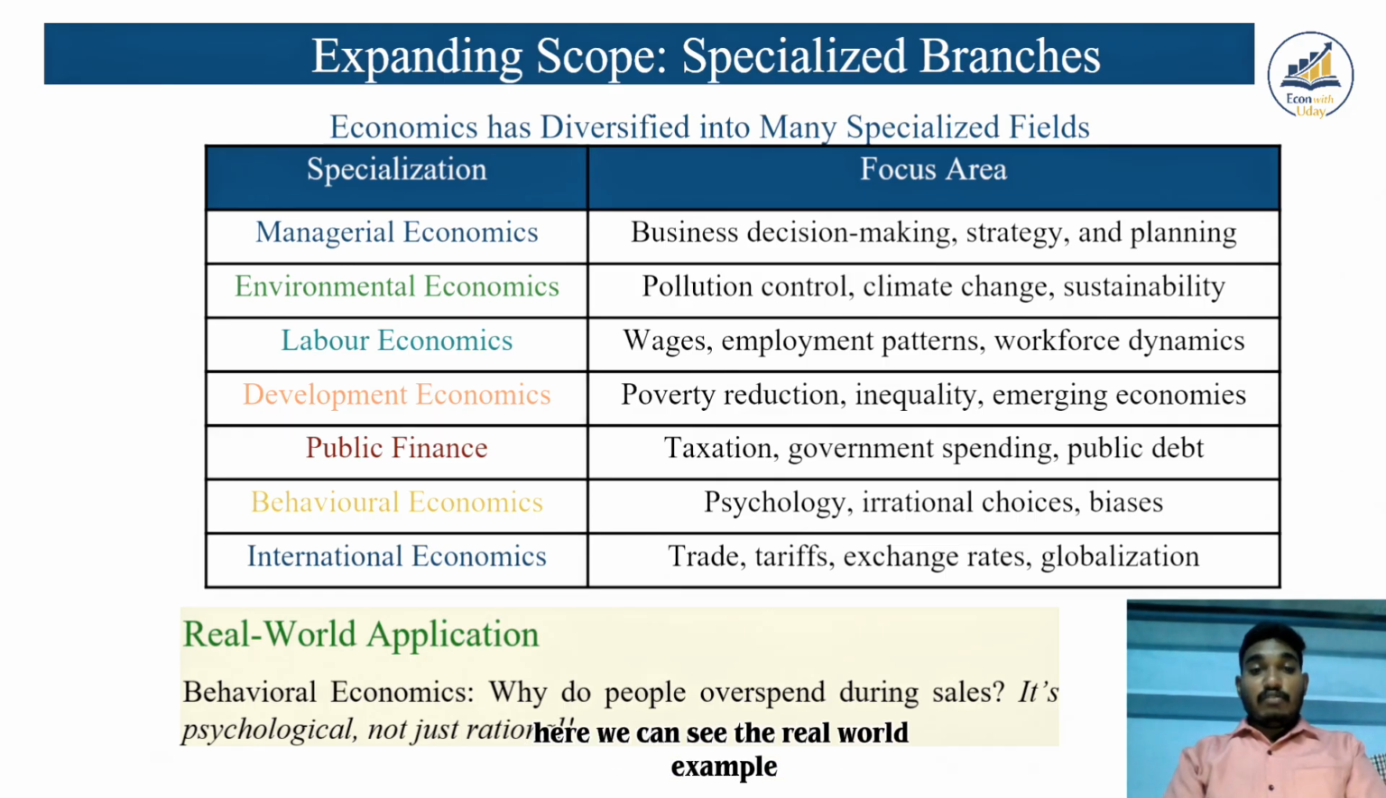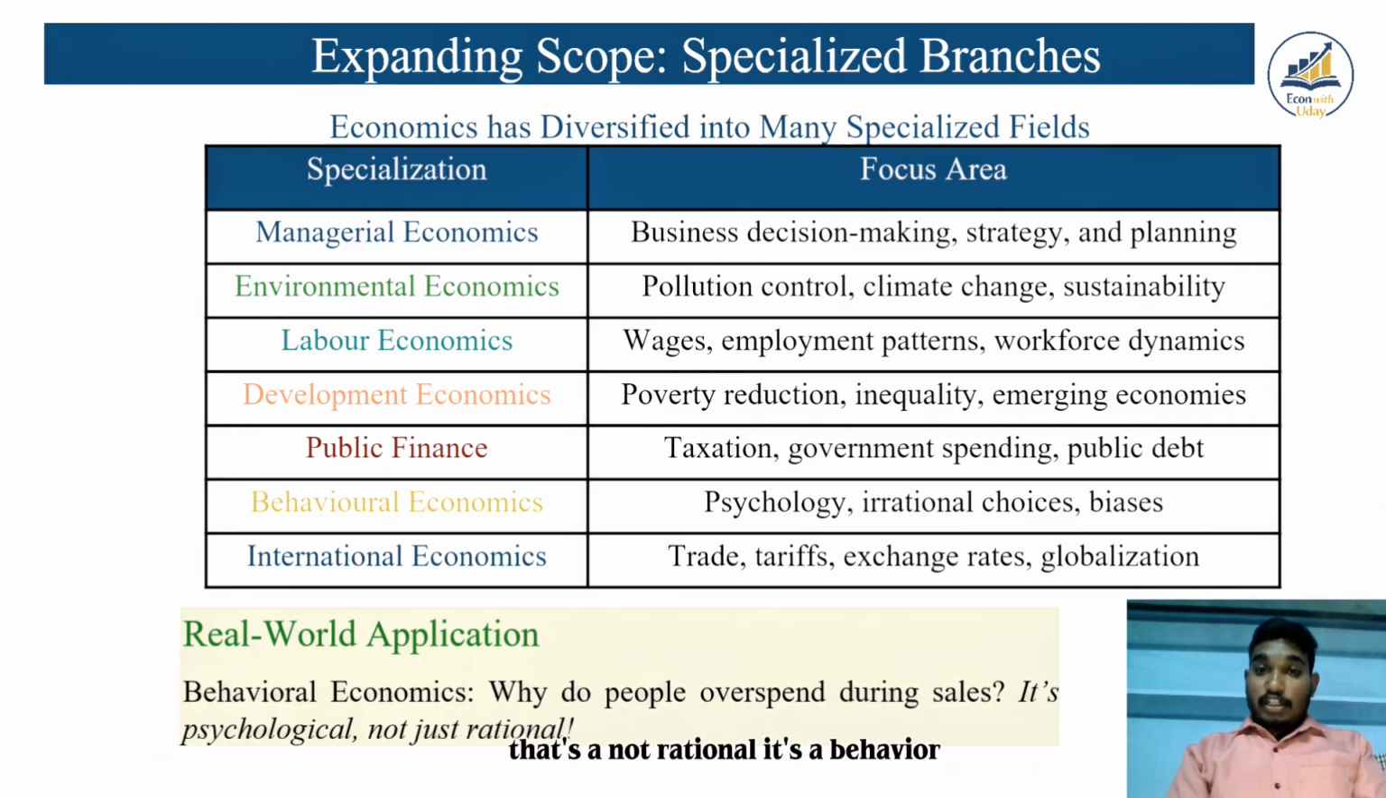Here is one real world example. Why do people overspend during sales? That is behavioral economics. It is psychological: the fear of missing out on discounts, the thrill of a discount. Let me explain this concept with a story. Imagine you buy a shirt you don't need just because it is 50% off.